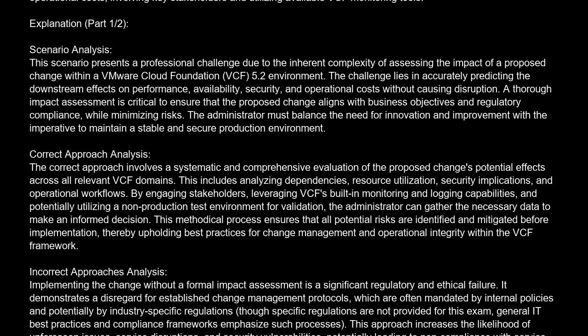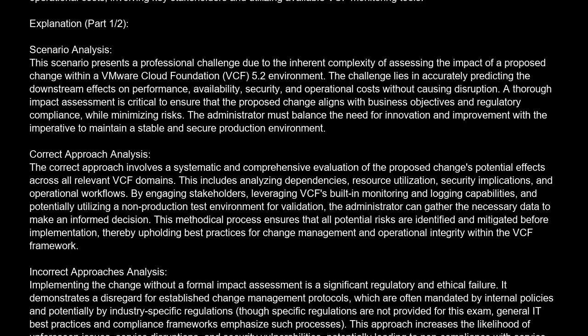A thorough impact assessment is critical to ensure that the proposed change aligns with business objectives and regulatory compliance, while minimizing risks. The administrator must balance the need for innovation and improvement with the imperative to maintain a stable and secure production environment. Correct approach analysis.